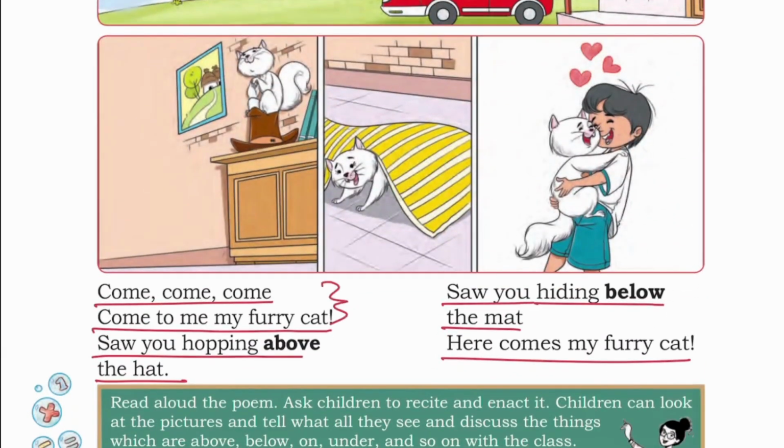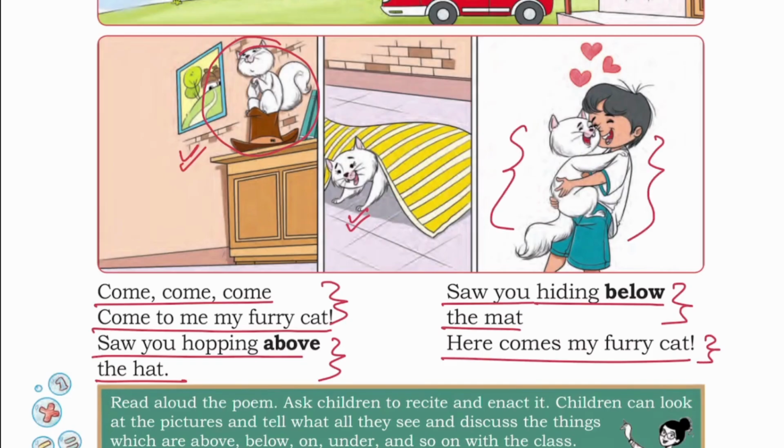Come, come, come, come to me, my furry cat. Saw you hopping above the hat. You can see the cat is sitting above the hat. Saw you hiding below the mat. You can see the cat is below the mat. Here comes my furry cat. You can see finally the boy gets his cat.